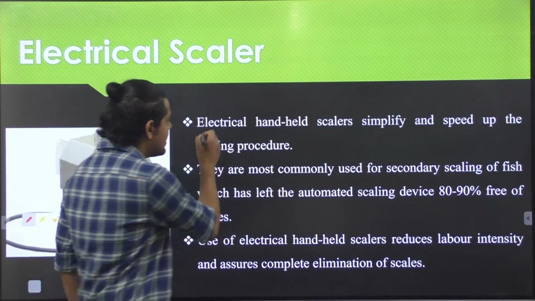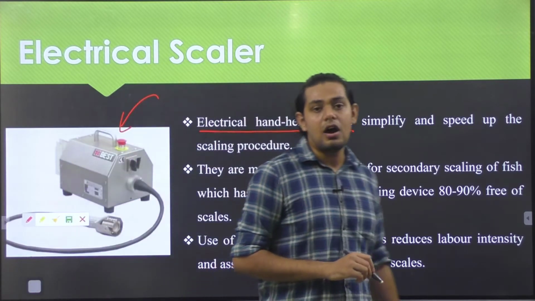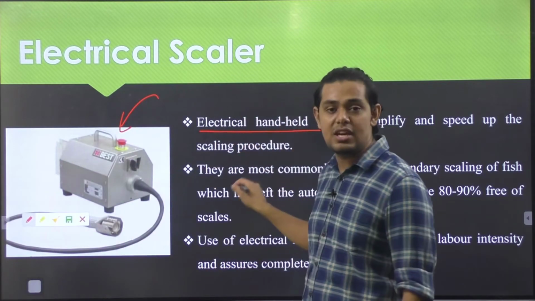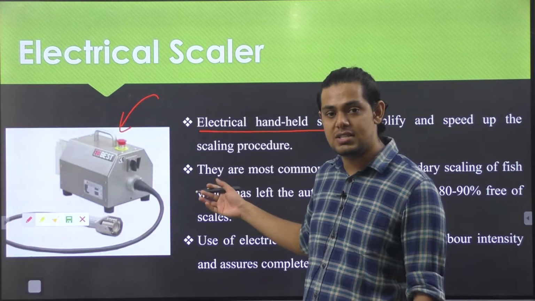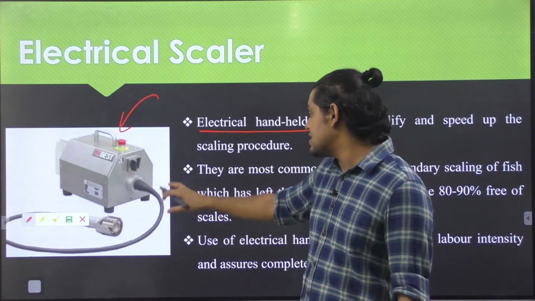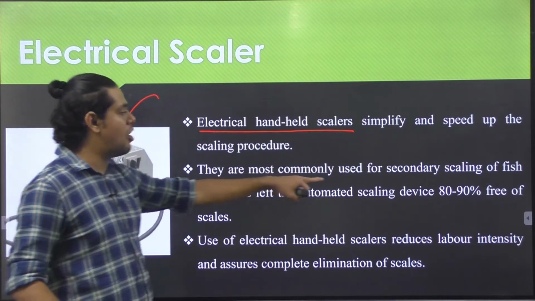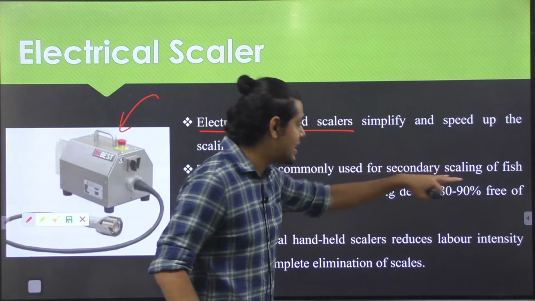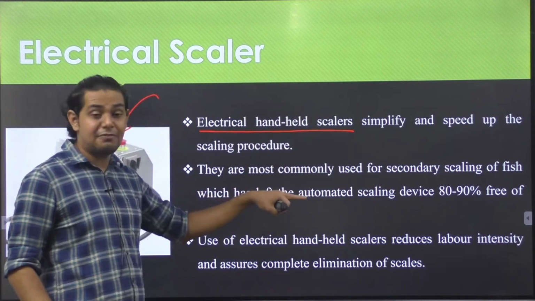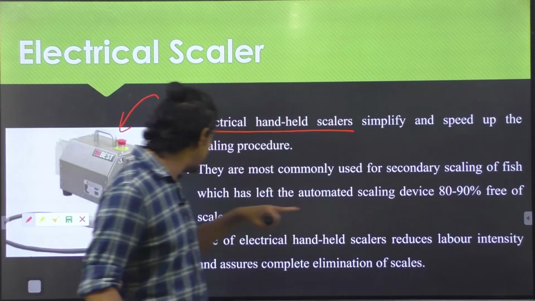So this is an electrical handheld scaler, which is effectively used in most fish processing units, specifically for removing any scales that remain soon after processing. They are most commonly used for secondary scaling of fish which has left the automated scaling device 80 to 90% free of scales.